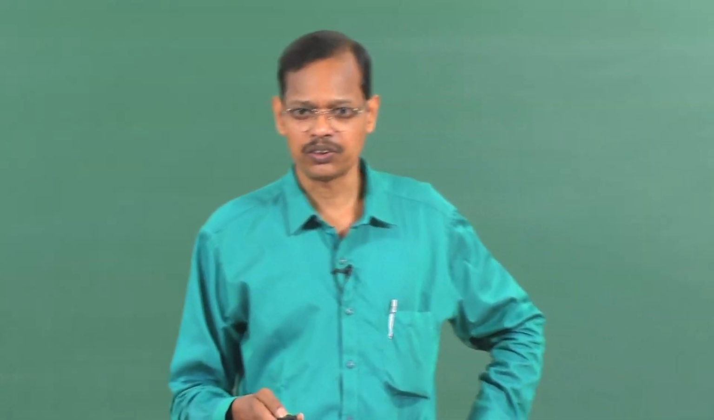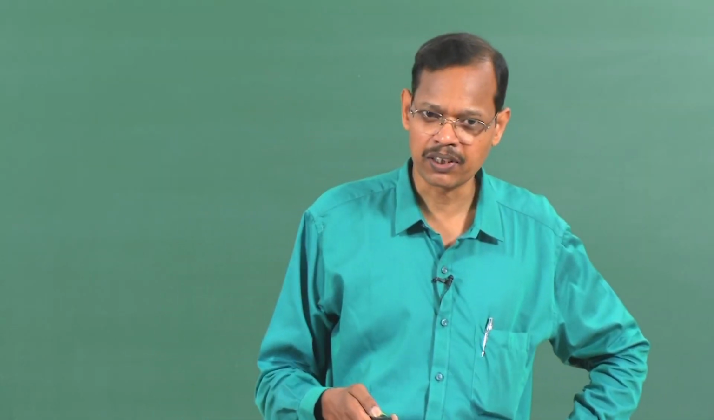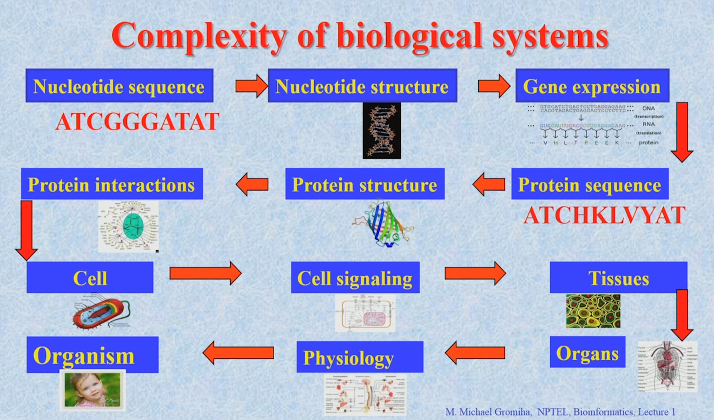I will explain how bioinformatics is important in different complexity of living systems. If you talk about the complexity of biological systems, we have different levels. First, we start with the DNA nucleic acid sequence. I put a nucleic acid sequence here. Then we develop to the nucleotide structure. We start with the different nucleotide bases, A, T, C, G.